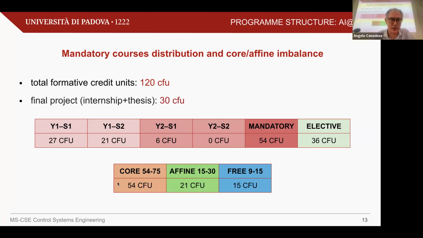And this is how we split between core courses and affine courses. So core courses, automation related, 54 CFUs, that is the minimum for our degree. And we have a lot of affine courses. And this is a sort of witnessing the interdisciplinary nature of this curriculum. And then completely free, you have 15 CFUs.